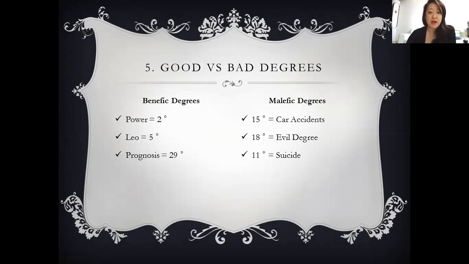Off the top of my head, examples of benefic degrees would be, for instance, in Queen Elizabeth's chart, or some famous people who are usually very powerful or have a lot of authority. They have this Taurus degree, the second degree. It makes them very powerful. So you want to check for these in your chart.